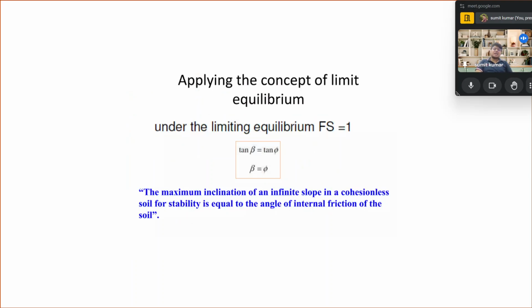Now, by applying the concept of limit equilibrium, under limit equilibrium Fs is equal to 1, tan beta is equal to tan phi, hence beta is equal to phi. So the maximum inclination of the finite slope in a cohesionless soil for stability is equal to the angle of internal friction of the soil.